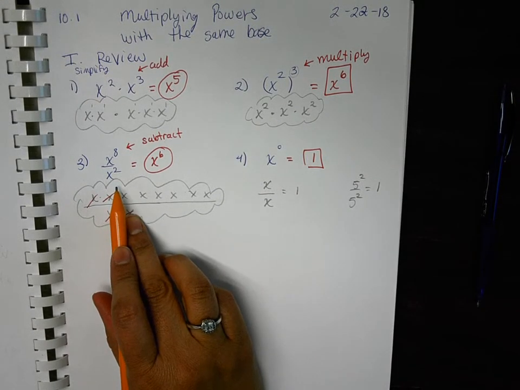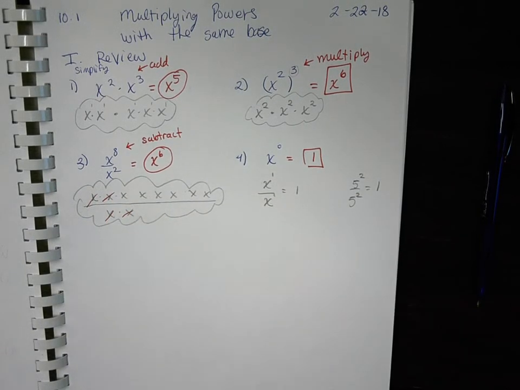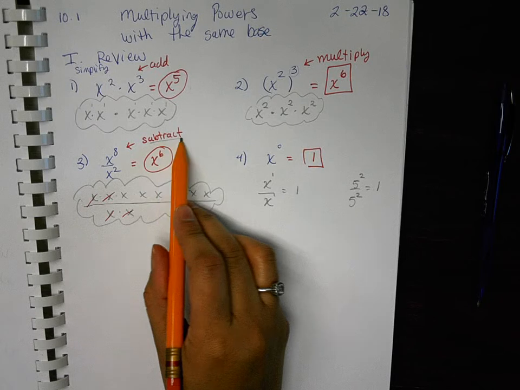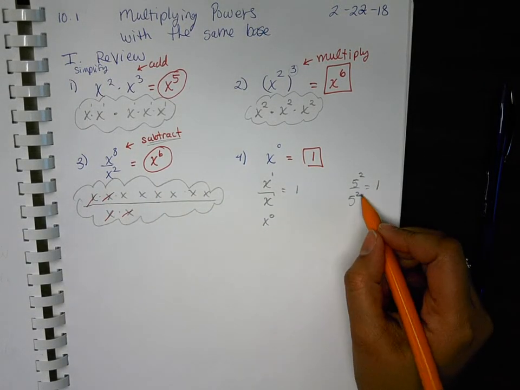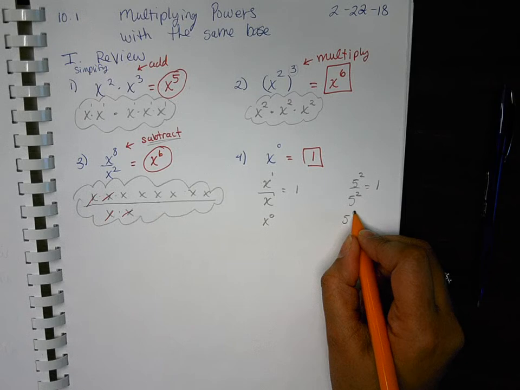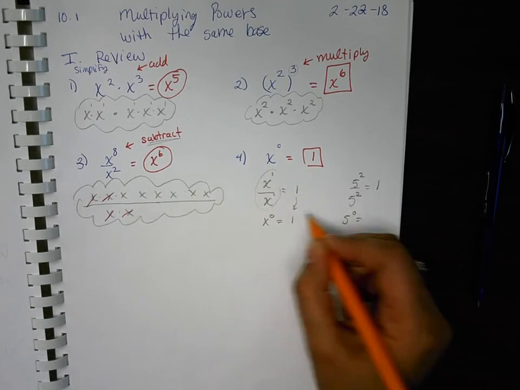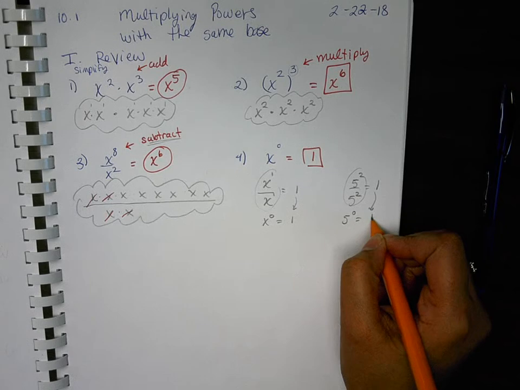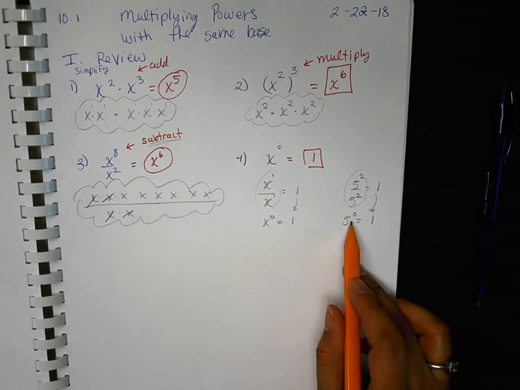When the bases are the same, you subtract. What's 1 plus 1? I'm sorry, I said it wrong. What's 1 minus 1, because we're subtracting? 0. So this is x to the 0. What's 2 minus 2? 5 to the 0. But we said originally, what was this answer? 1. And what was this answer? 1. So any base besides 0 raised to the 0 power is 1.